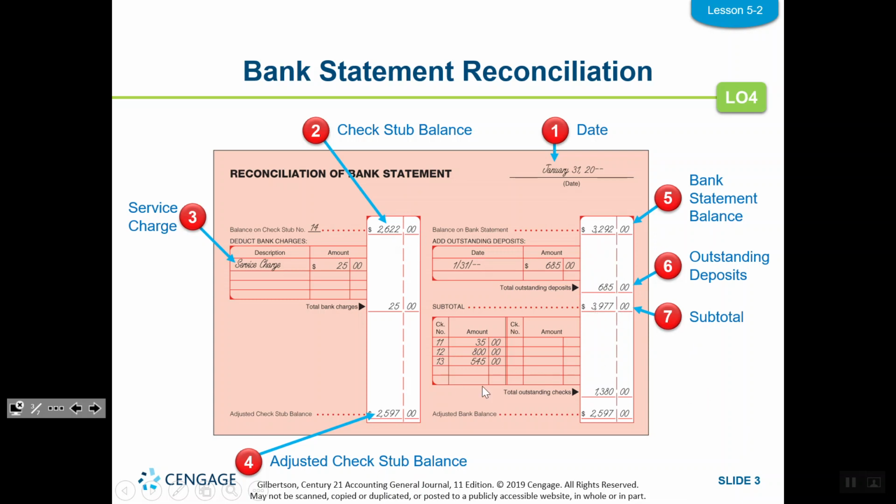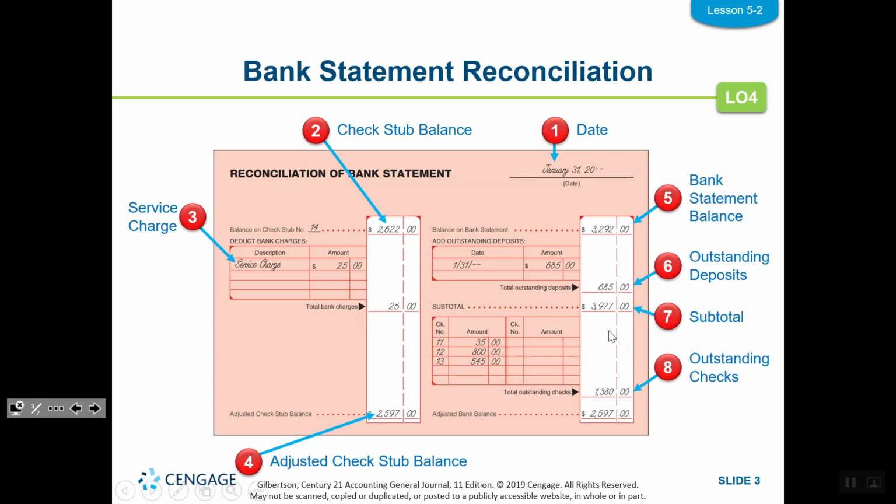So the next thing we're going to do is go through our check stubs and find any checks that we have written that are not on our statement. And again, those checks are considered to be outstanding. They haven't made it into the bank yet. Okay, so we found 3. Check 11 for $35, 12 for $800, and 13 for $545. We write those down, we add them up, and we put that total right here.